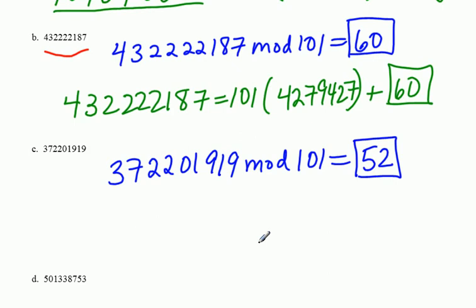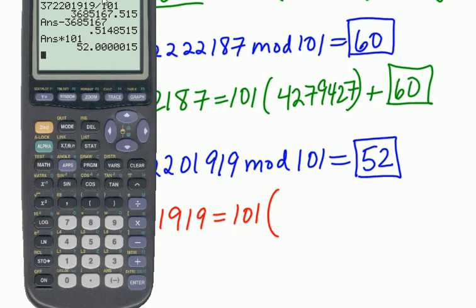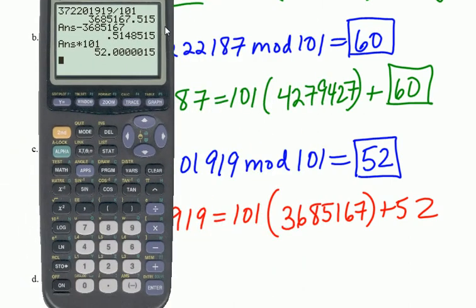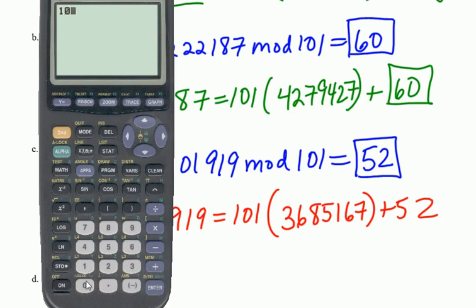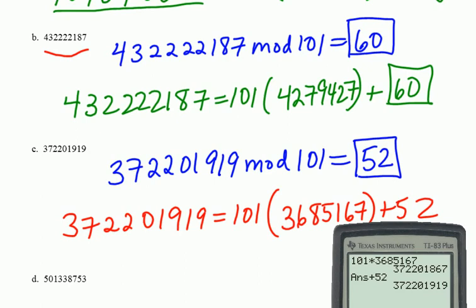If you wanted to write this in terms of the division algorithm, you'd say 372201919 has to equal 101 times, well, there's some number here. It really doesn't matter for this problem. That number is the integer we subtracted off, 3685167, plus 52. And watch, if you simplify that right side of the equation, you get 101 times 3685167, and we add 52. Unless I'm a liar, we should get 372201919. Excellent.